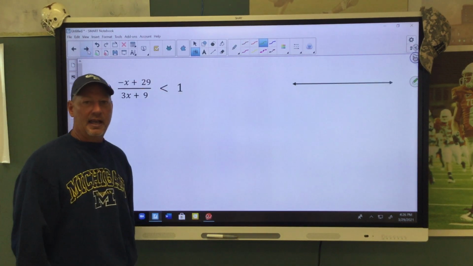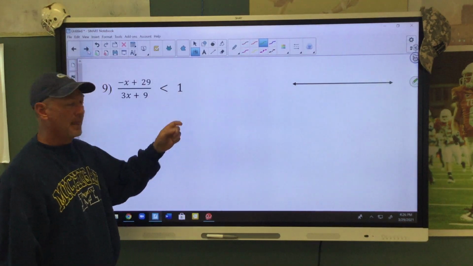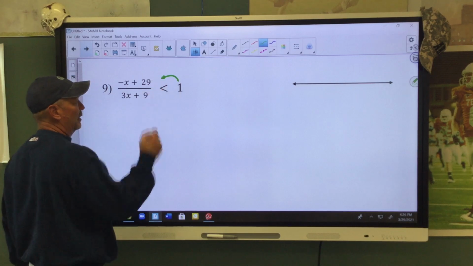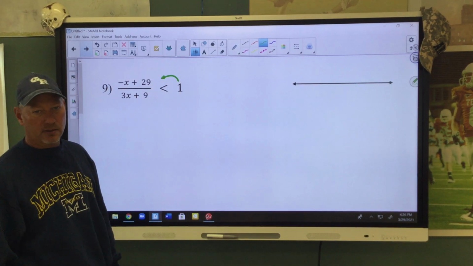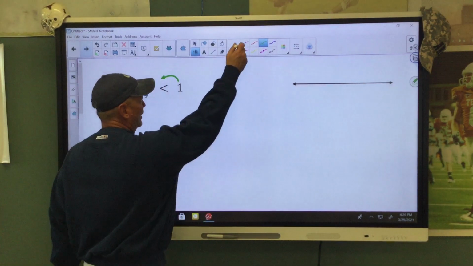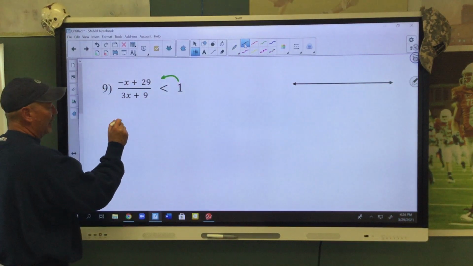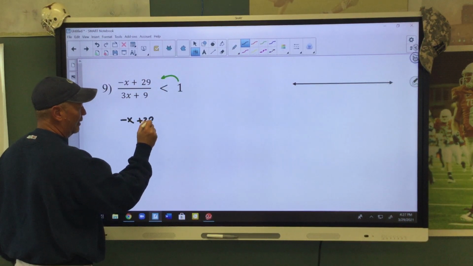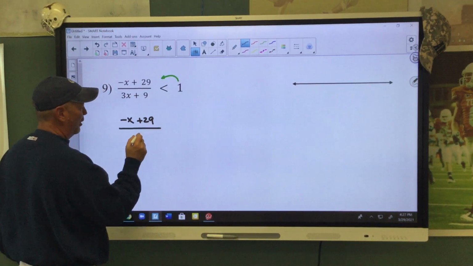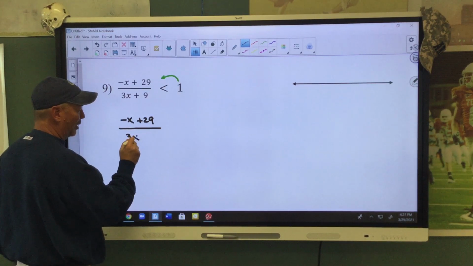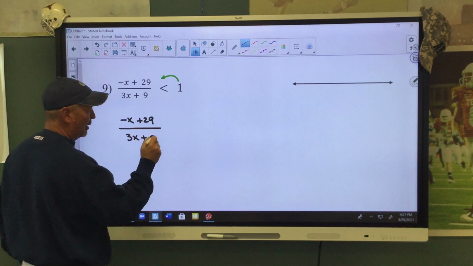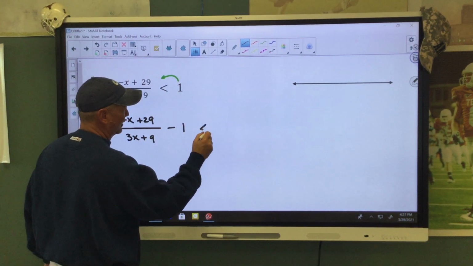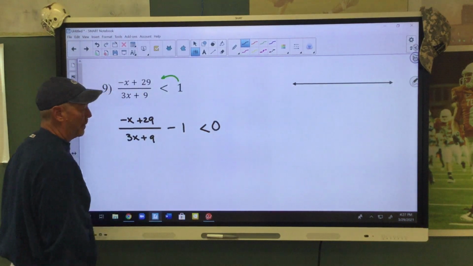This one's different. I have a number 1 over here. I'm going to need to move the 1 to the other side. I'm going to have to subtract it. And when I subtract it, I'm going to have negative x plus 29 over 3x plus 9 minus 1 is less than 0.